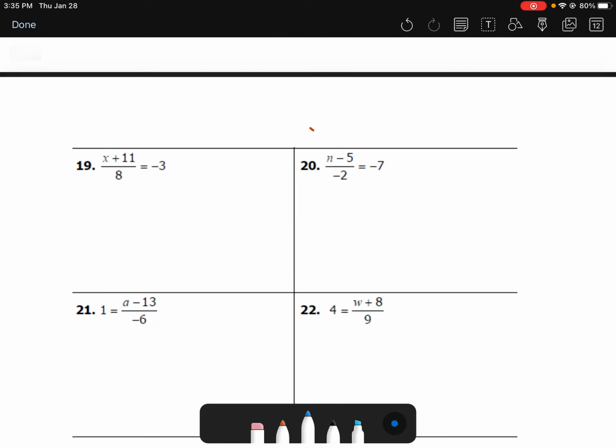Below, I have 4 problems that I want you guys to try out. We're going to go over these next time we see each other in class, so make sure you have them done so you can participate.